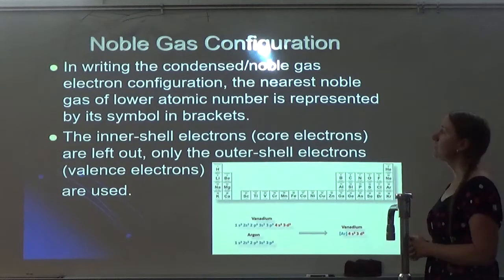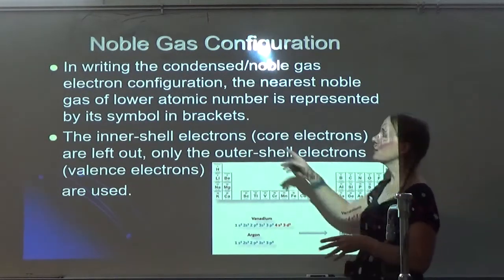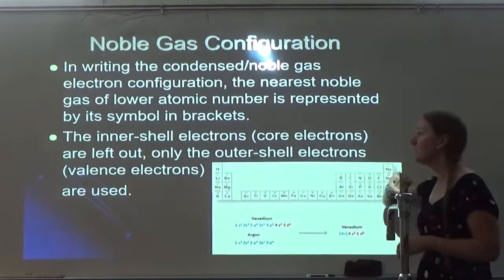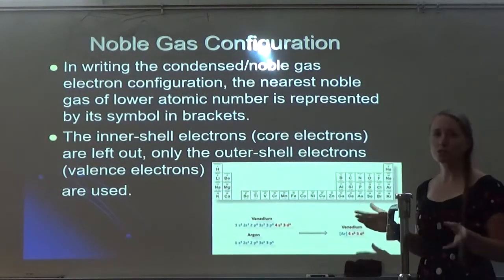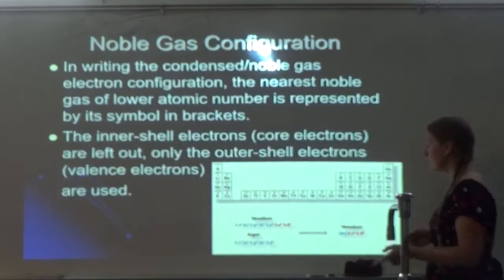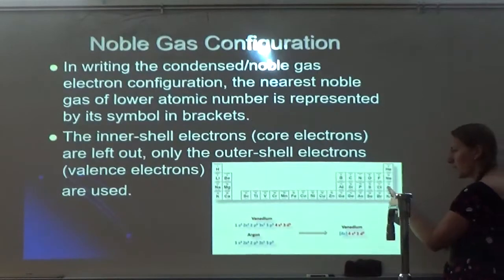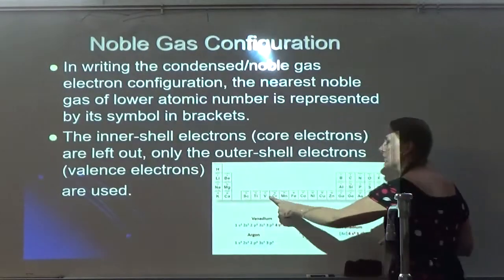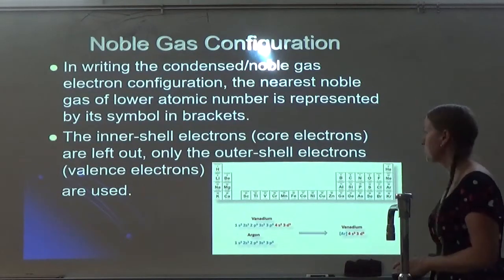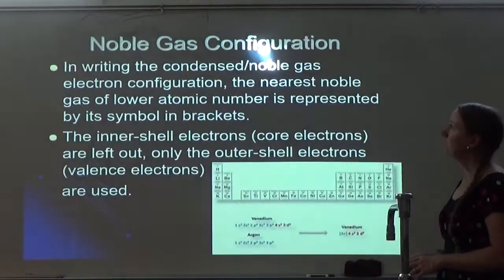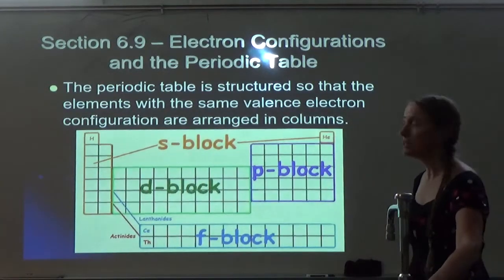The inner shell electrons or core electrons are left out because they are all taken care of when you put that noble gas in brackets. Only the outer shell electrons or valence electrons are used. So for example, if I wanted to do vanadium, I would start with argon in brackets, and then I would just fill in that last unfilled sublevel for vanadium. I guess no examples, because I already know you know how to do this.